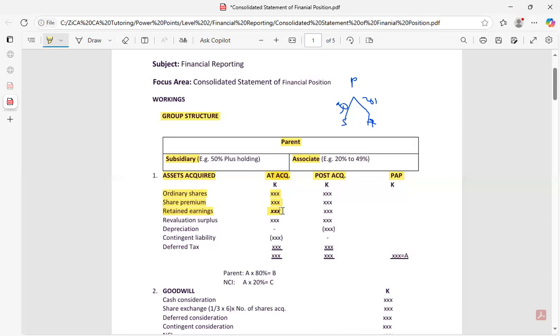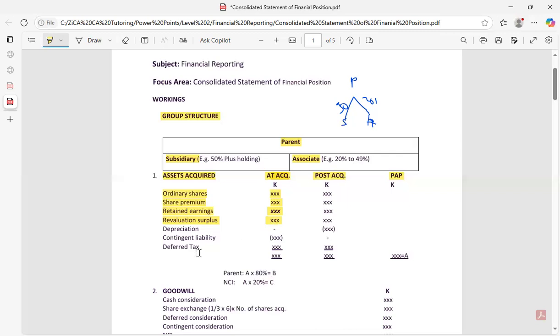Okay, so at the end of the day, you'll be given things like revaluation surplus. At the point of acquisition, some of the assets acquired are going to be revalued to fair value, and then you're going to have what's called the revaluation surplus. The revaluation surplus, you include it here.